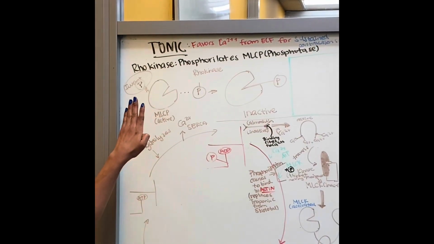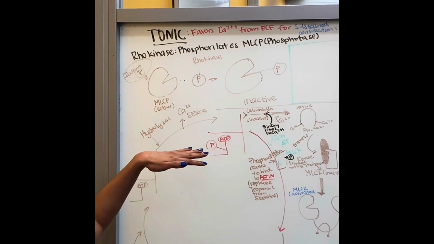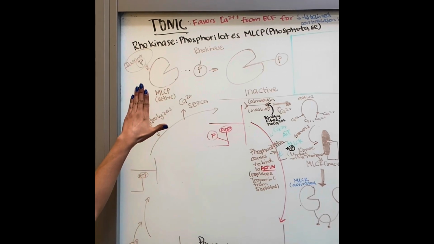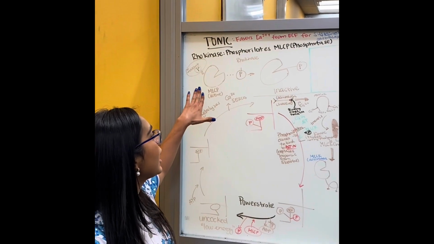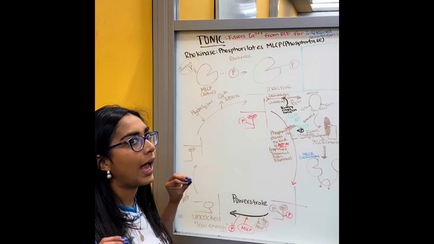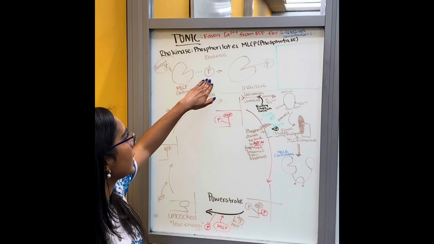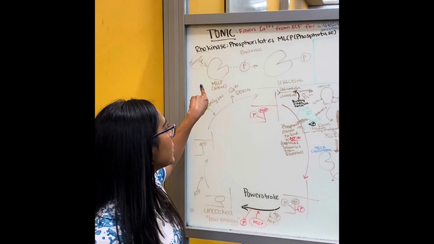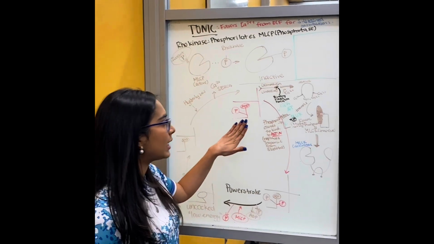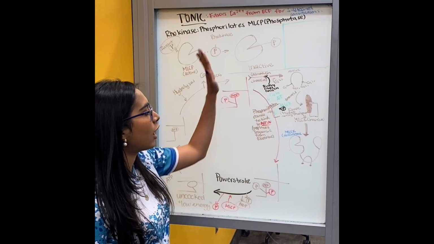So rho kinase's function is to phosphorylate MLCP through our phosphatase. Let's say this Pac-Man is our MLCP and it's active, and it's thinking, okay, I need phosphate. Rho kinase says, no problem, I'll give you a phosphate, and then it inactivates our MLCP that was active before. So you have your myosin, it's not bound yet, and you have your ATP and your phosphate. And then a lot of things happen.